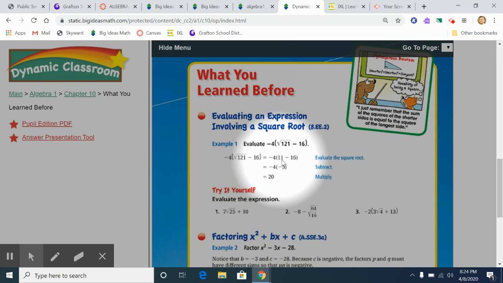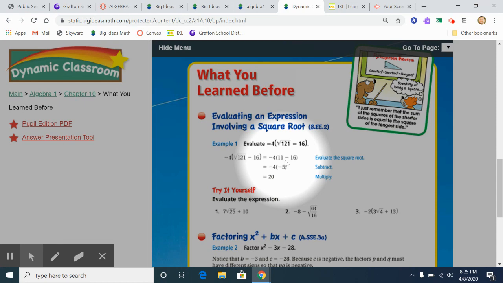Now something that's different in this chapter is we're only looking at the positive square root of these numbers. Last chapter, we took the square root of 121, for example, and we said there's a positive 11 and a negative 11 as possible answers. In chapter 10, we're only going to look at the positive square root. So first things first, I want to take the square root of 121 to get 11. And then from there, after we do the square root, we're just going to do everything in order in regards to order of operations.